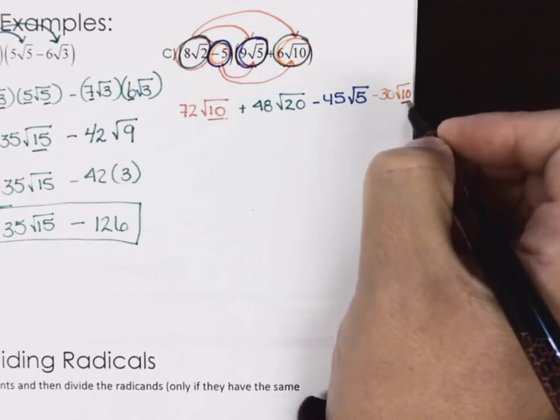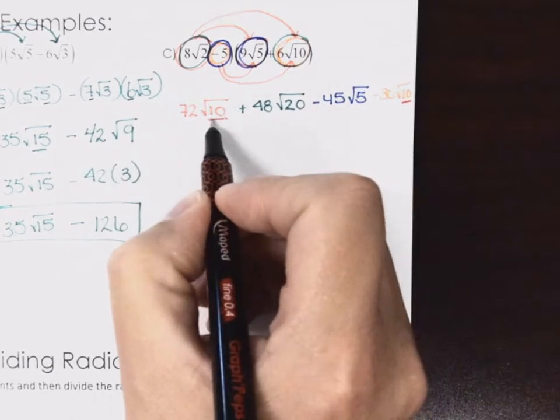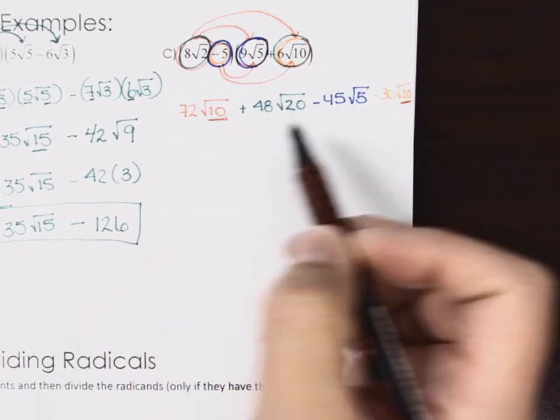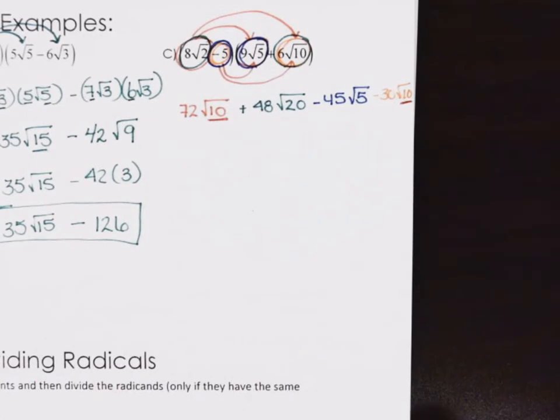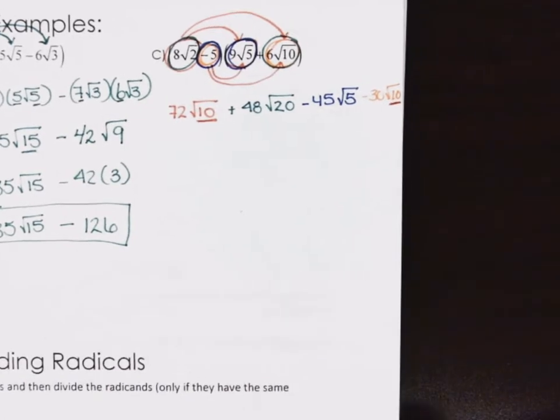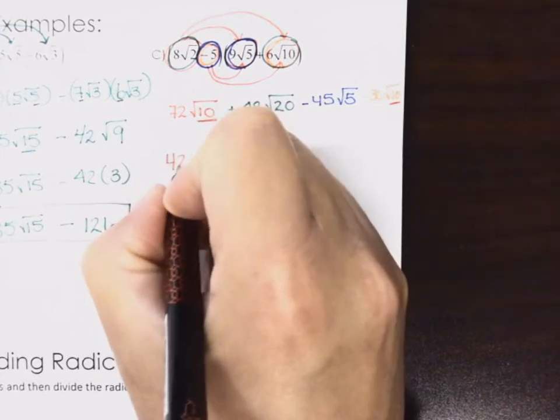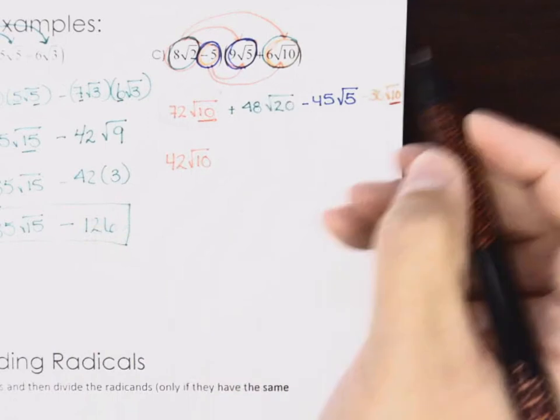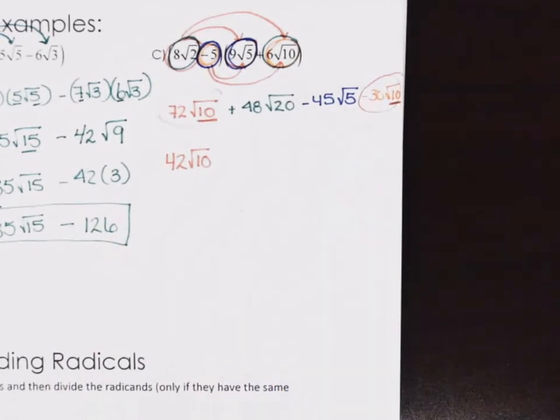So notice that there's a like radical here. So this again, as we're going back to 5.1, is the simplifying and the combining. So I have 72 root 10s minus 30 root 10s. How many root 10s do I have? 42 root 10s. Right, so we combine those together. Again, we're mathematicians, so we're gonna do what works efficiently.